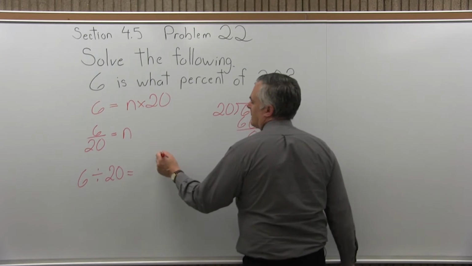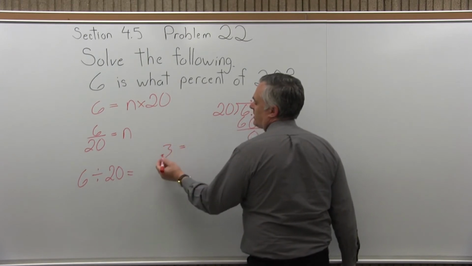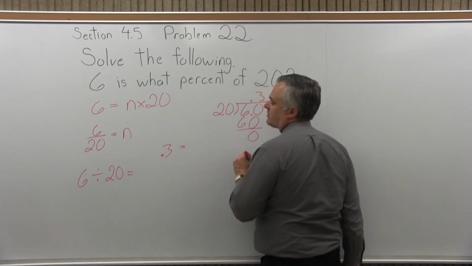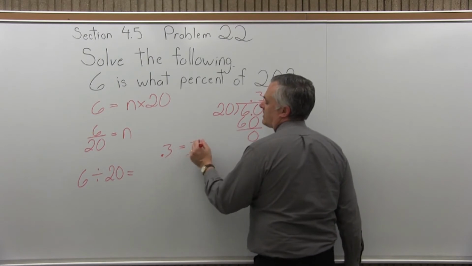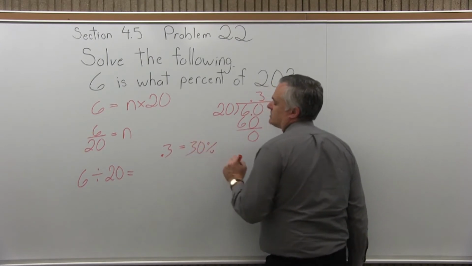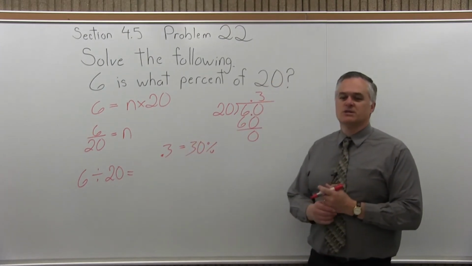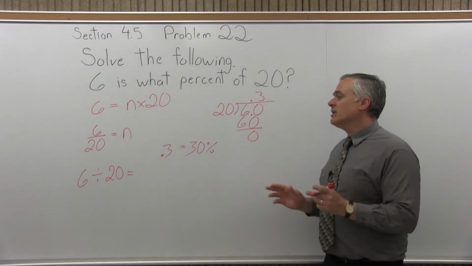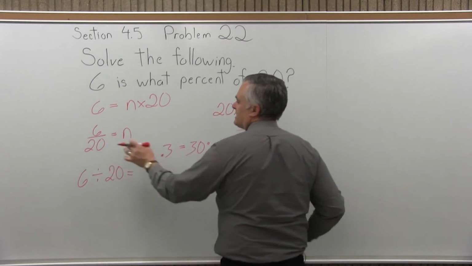So 0.3 as a percent, I want to move the decimal 2 places to the right to make it a percent. I'm going to create a blank spot. So you fill that in with a 0 as 30%. Now, let me point something out. I got 30% as an answer.